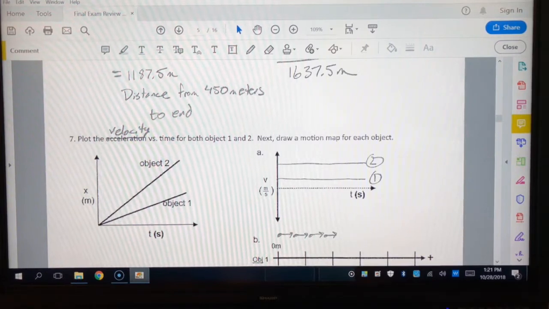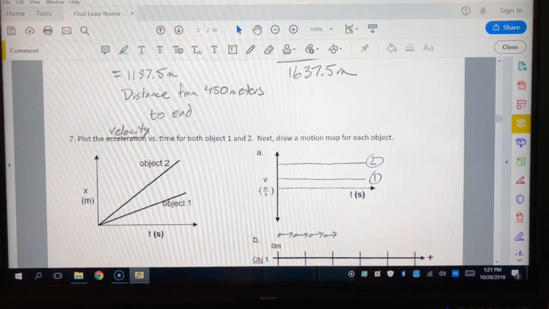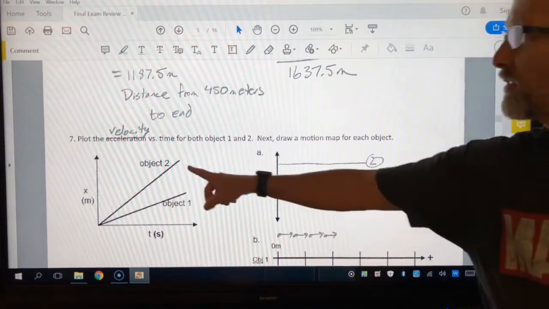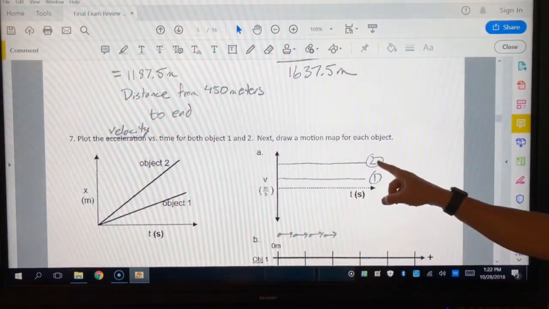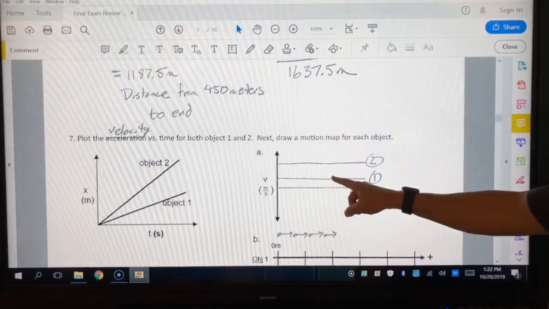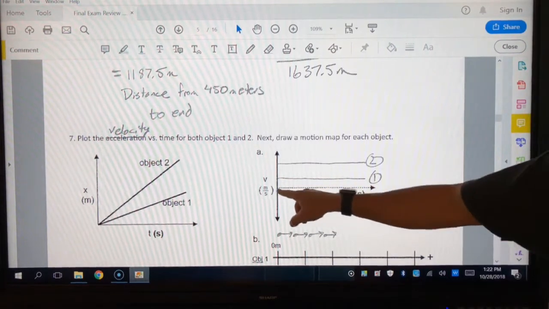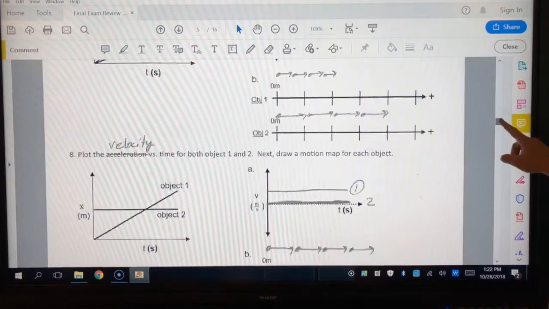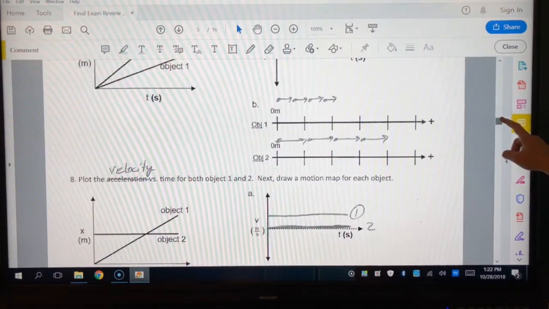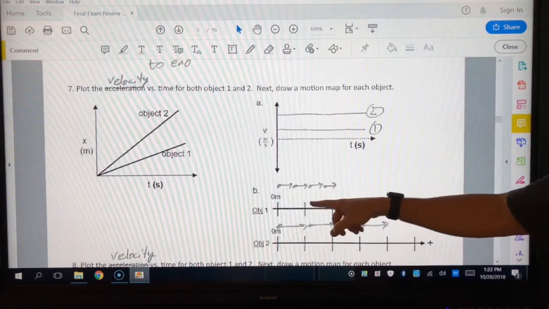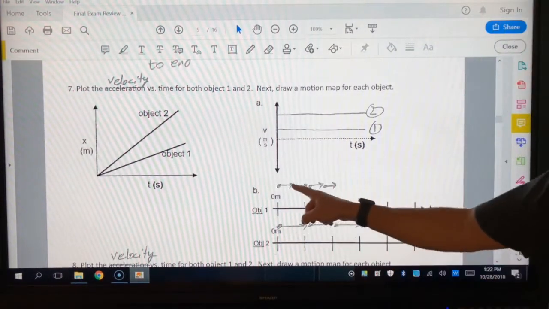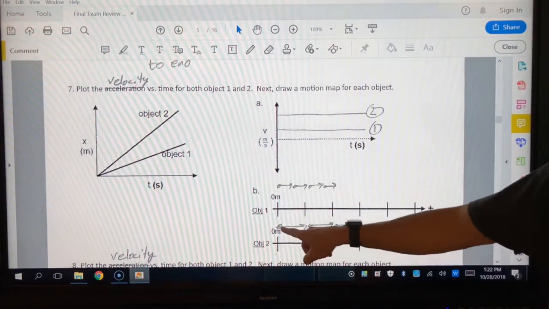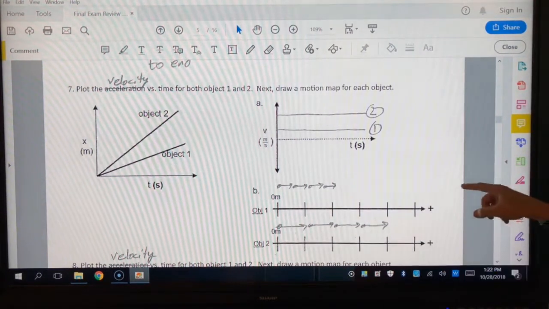For the next section, they want you to plot the velocity, not the acceleration, but the velocity versus time for both object 1 and object 2, and then draw a motion map for each one. So here we've got object 2 has a bigger slope, so it should be on top. Object 1 has a shallow slope, so it should be on the bottom, but still above our dotted origin line. Let's go ahead and move this down a little bit so we can see our motion maps. So our motion maps for object 1, notice it has a smaller velocity. So these arrows are all the same, but they are shorter in length than the ones for object 2.